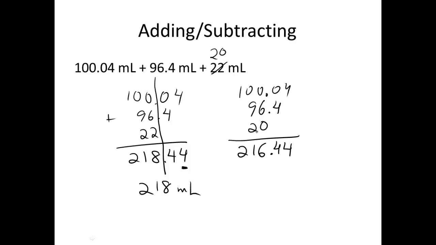What is the place value of the last significant digit here? This is in the tens column now. Remember, this 0 is not significant. So in this case, we would have to round to the tens column, which makes this 220 milliliters.